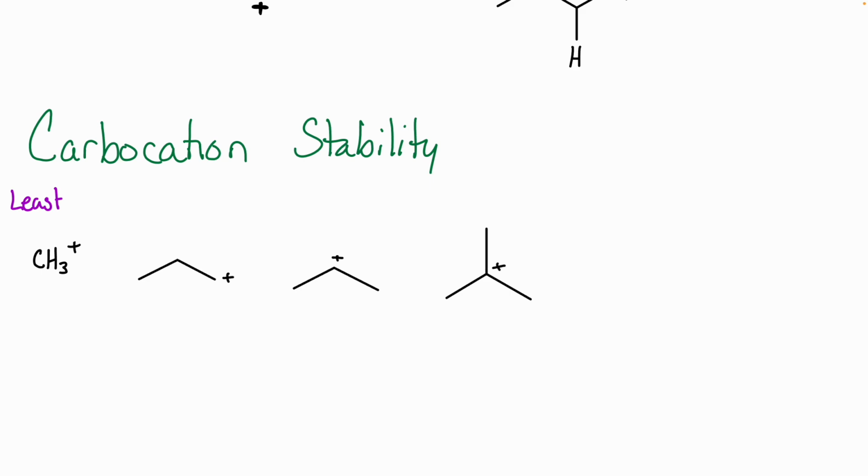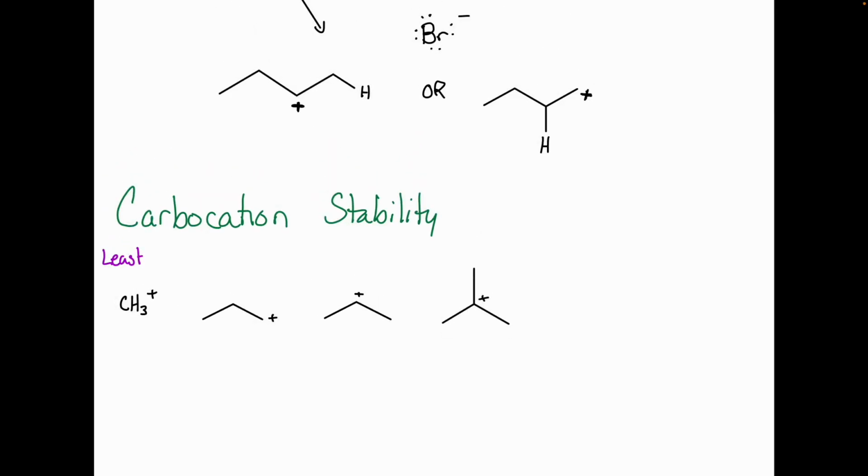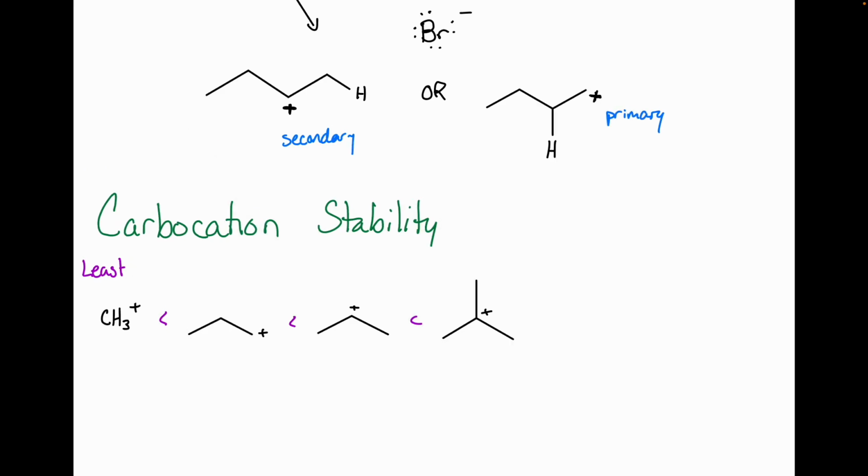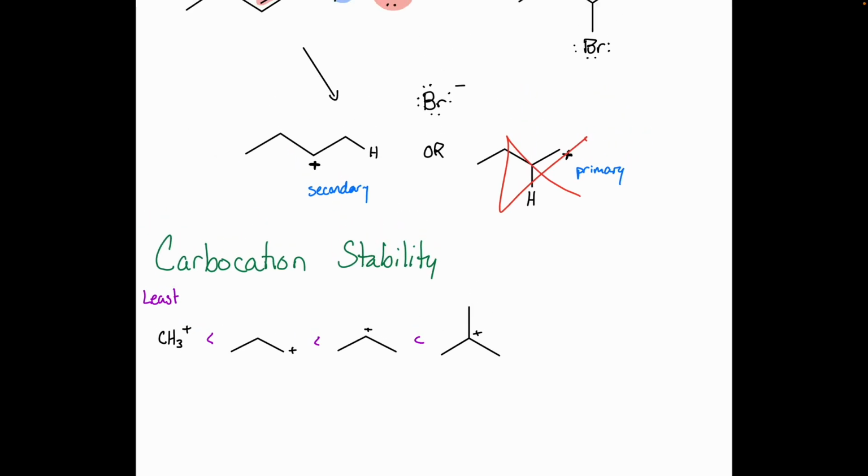All right, so which one of these intermediates is going to form? If I look, this one up here is a secondary. This one over here is a primary. Secondary beats primary in terms of our increasing stability. So this is going to be my actual intermediate. This primary carbocation right here will not form.